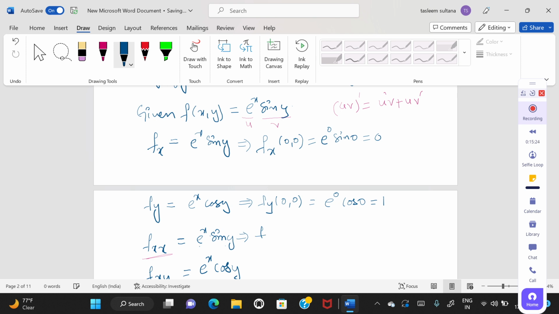x is 0 and y is 0, right? No, no. e to the power of 0, x is 0. Wherever x is there, I'm substituting 0. Wherever y is there, I'm going to substitute 0. It's a two variable function.